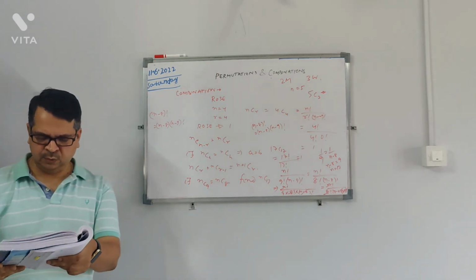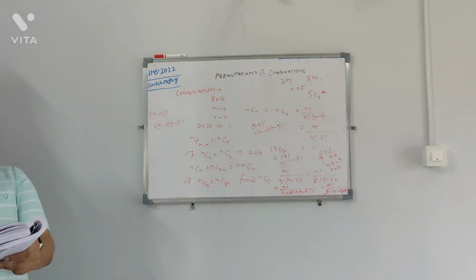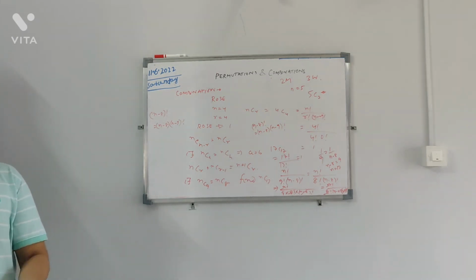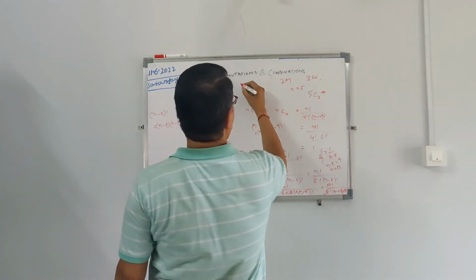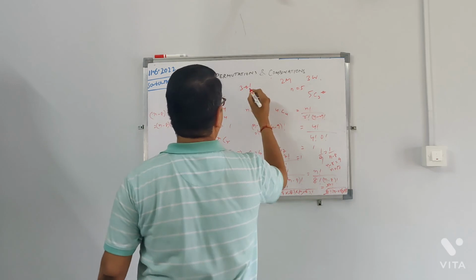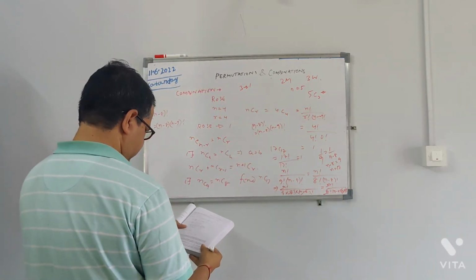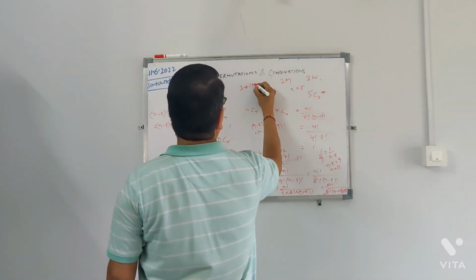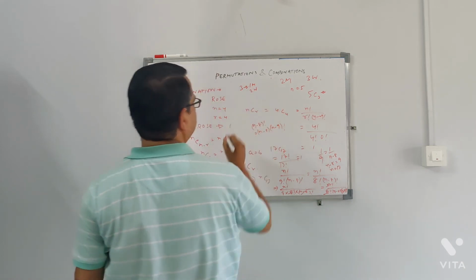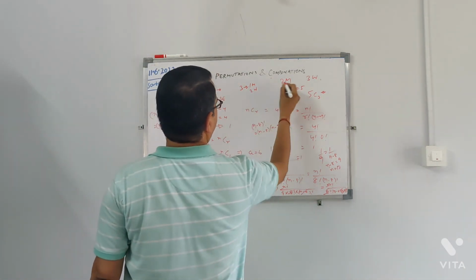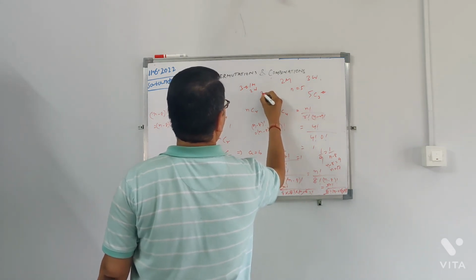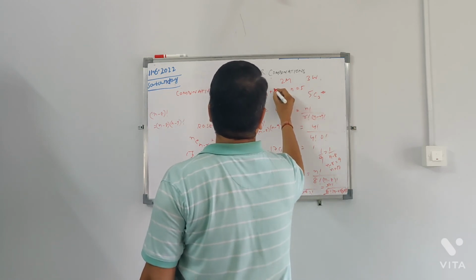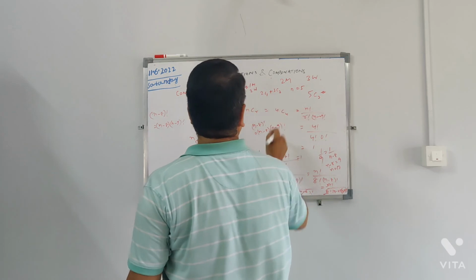Suppose you want to form a 3-member group in which there will be one man and 2 women. See, this one man can be selected from 2 men in how many ways? 2C1 ways. And these 2 women can be selected from 3 women in 3C2 ways.